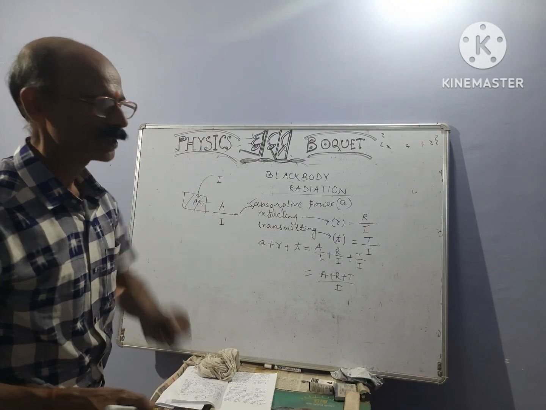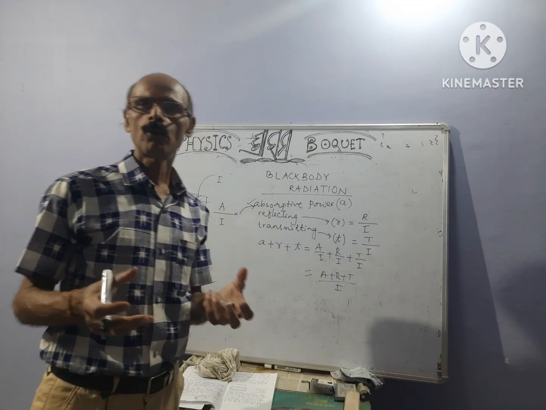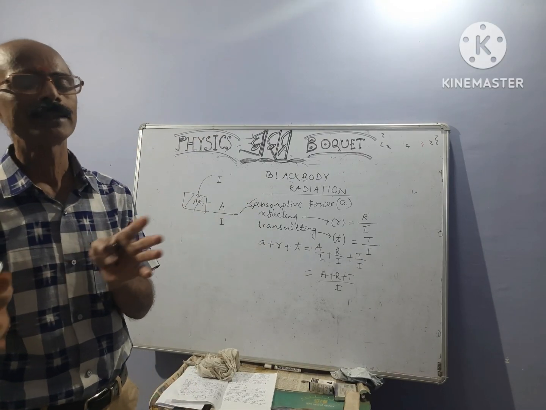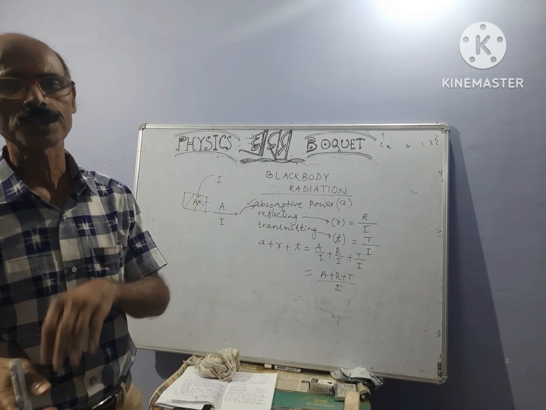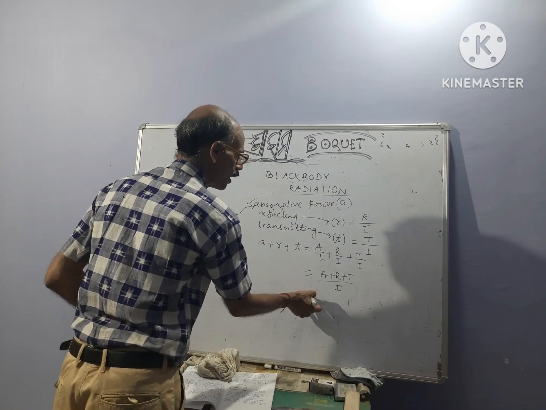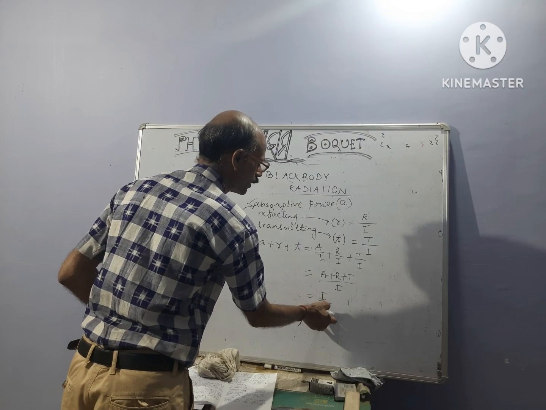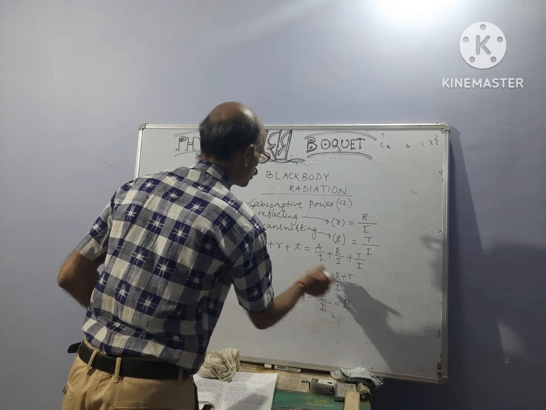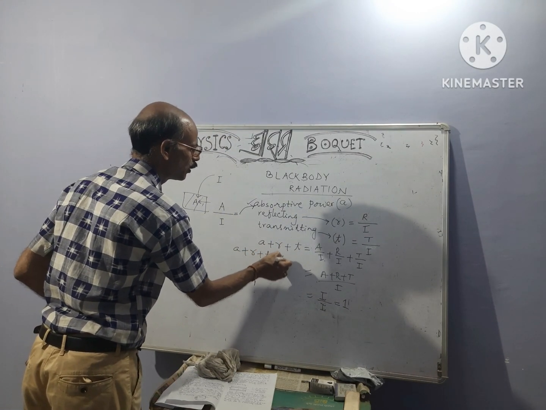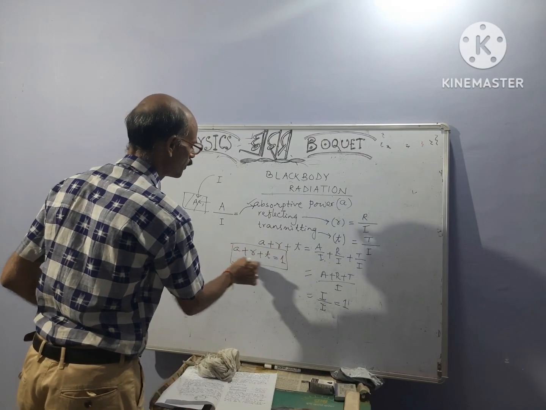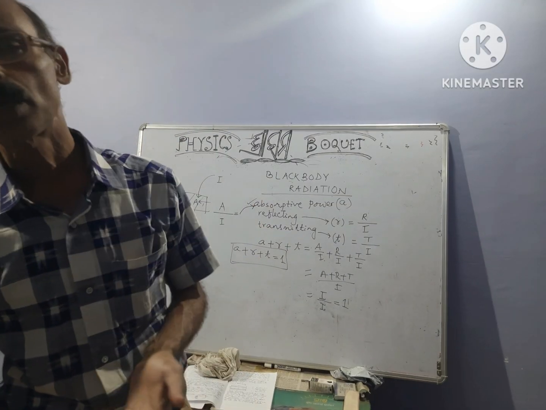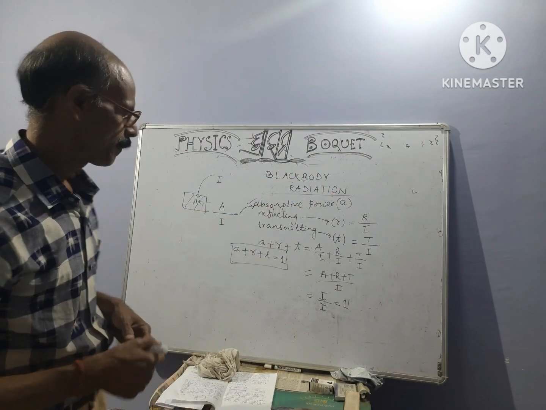While talking about the properties of thermal radiation, I have already said, whenever certain radiation falls upon a body, it is either absorbed or reflected. Some amount is absorbed, some amount is reflected and some amount is transmitted. So this total, A plus R plus T, is the total energy. So total energy by total energy gives 1. So A plus R plus T is equal to 1. That means the sum of absorptive power, reflecting power and transmitting power is 1 unit.